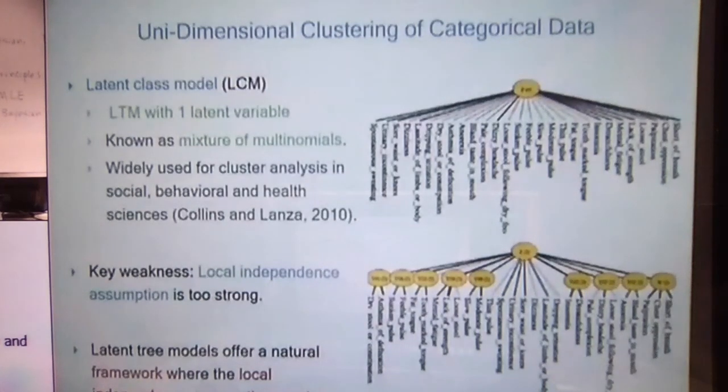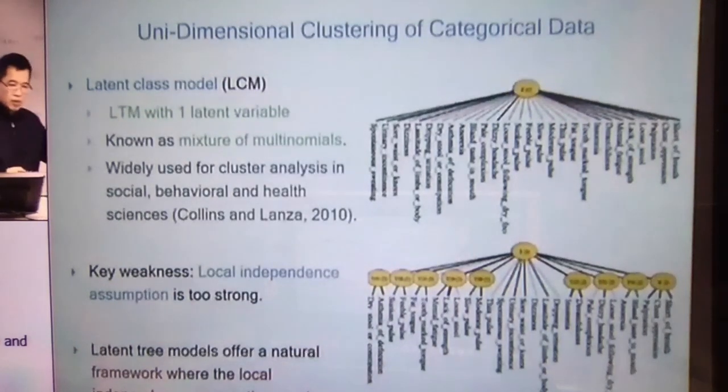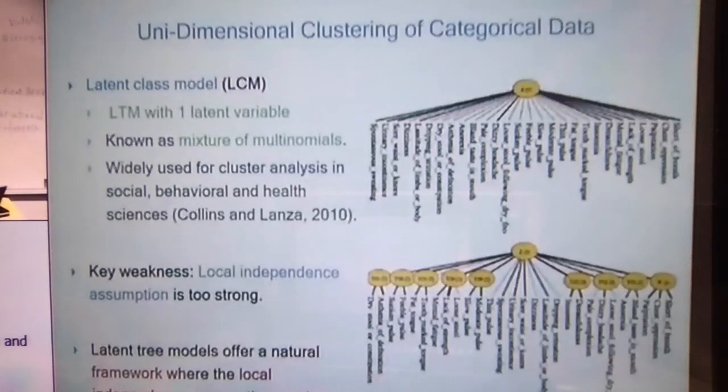The way to do that is they use something called the latent class model. The latent class model is just a latent variable model with one latent variable, or a standard mixture model, except with discrete attributes. The problem with the latent class model is that you have a very strong independence assumption called the local independence assumption. Given this latent variable, all those attributes are independent. So people have been talking about how to relax this assumption, and latent tree models actually provide a framework where you can relax this assumption. And we studied this work about 15 years ago.